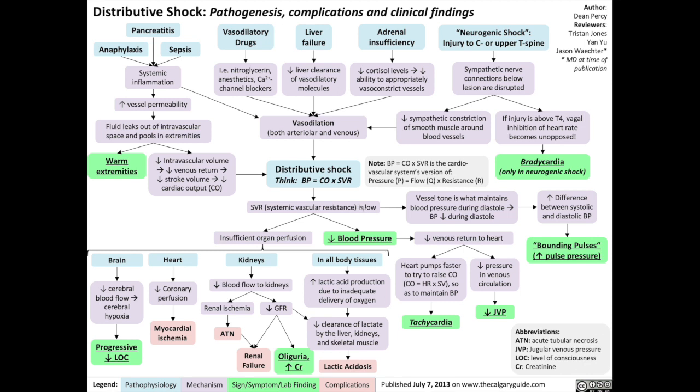Finally, because systemic vascular resistance is low in distributive shock, and because blood vessel tone, the baseline level of constriction of smooth muscle around blood vessels, is what maintains the blood pressure in the arteries during diastole, blood pressure will drop in a more exaggerated way during diastole, and that increases the difference between the systolic and diastolic blood pressures, resulting in bounding pulses felt by the clinician and an increase in pulse pressure, which is the difference between diastolic and systolic blood pressures.